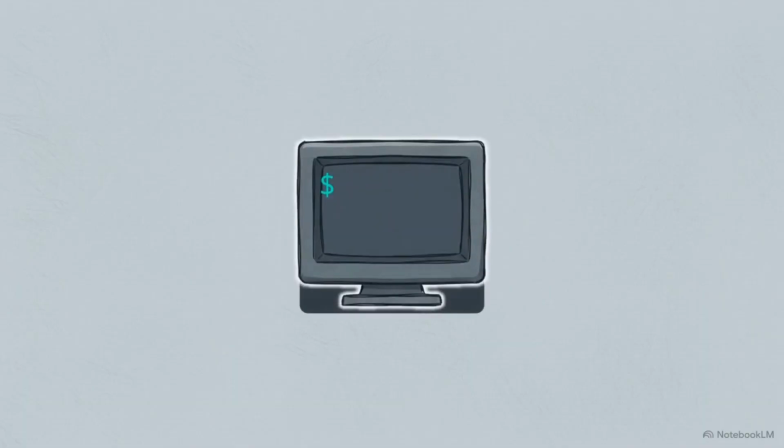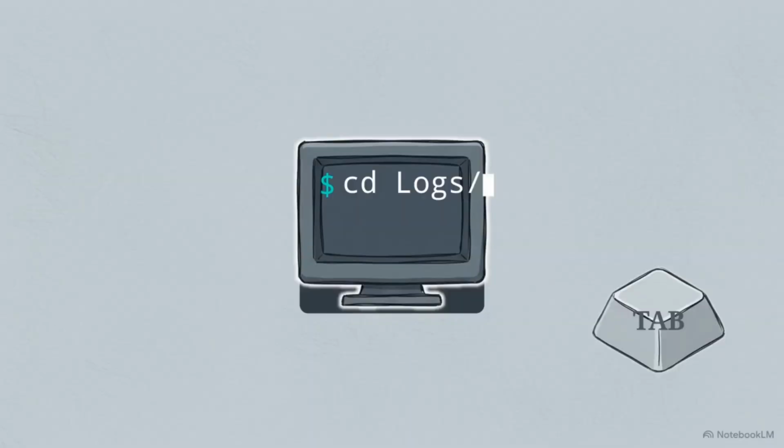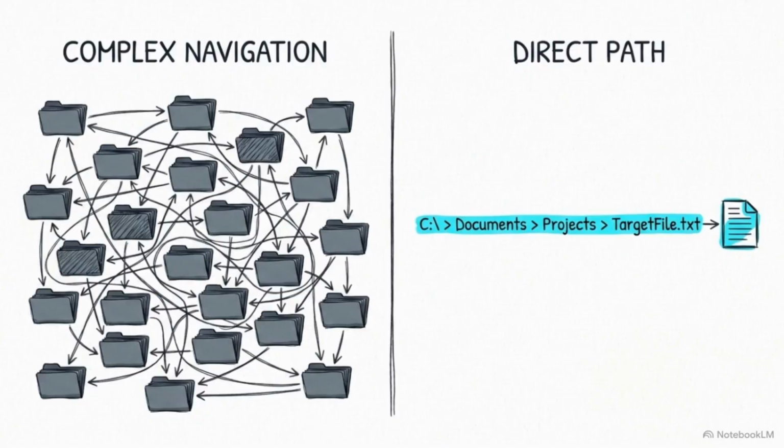You can avoid typos by using the tab key. Type the first few letters of a folder name, hit tab, and the terminal will automatically complete the rest of the name for you. Navigating by text relies on the same spatial logic as clicking through visual folders, but it allows for much greater precision.